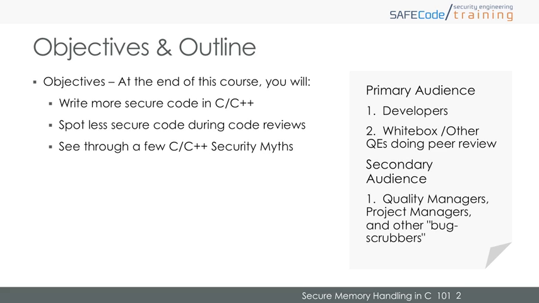Along the way, we'll look at a few common myths about the security of certain practices in programming C and C++. The primary audiences for this course are developers and anyone involved in activities like manual code audit or code peer review, such as quality engineers. Secondarily, understanding this material might be useful to quality managers or others who make prioritization decisions about bug deferrals or about the levels of resources to put behind certain security efforts in your project.